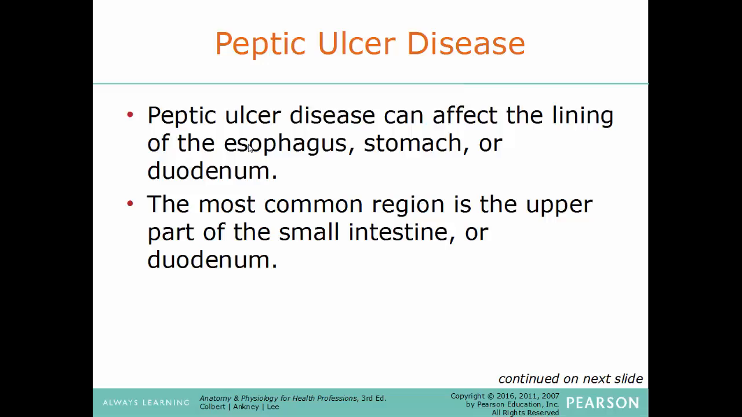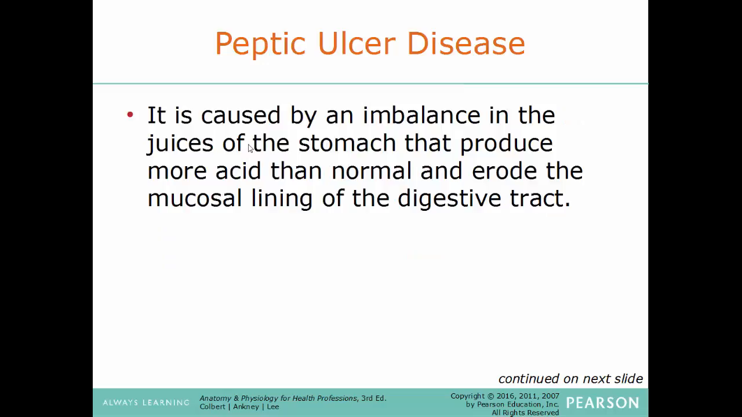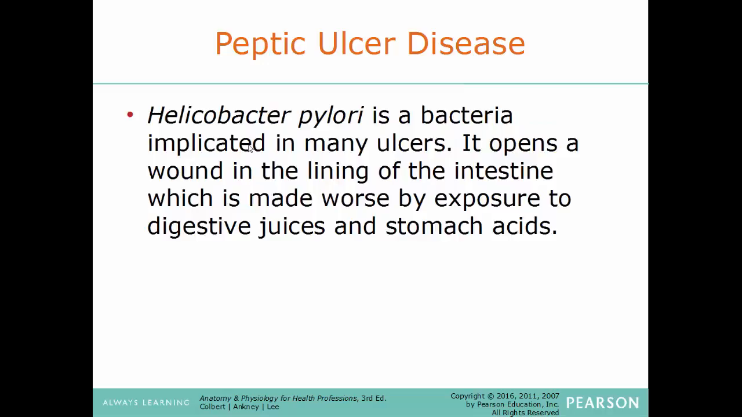This can affect the lining of the esophagus or the stomach or the duodenum. And the most common region of this is the upper part of the small intestine, or the duodenum. This is caused by an imbalance in the juices of the stomach that produce more acid. Then you get less mucus. Because remember that mucus lining is there to protect the innermost lining of this tract. So if that protective mucus layer isn't there, the acids are there to just eat away at the tissue that lies underneath.